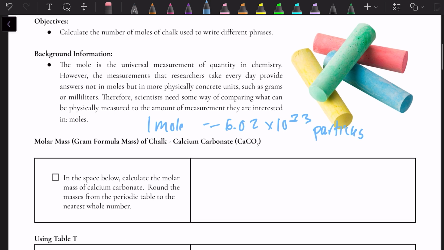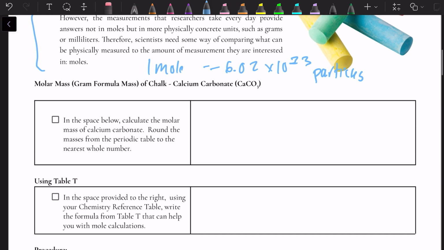So again, we got a short little bit of background information. Next, we're going to calculate the molar mass, or the gram formula mass. So that's the mass of the entire formula. You're going to need your periodic table. And for this, we're going to round our masses to the nearest whole number.